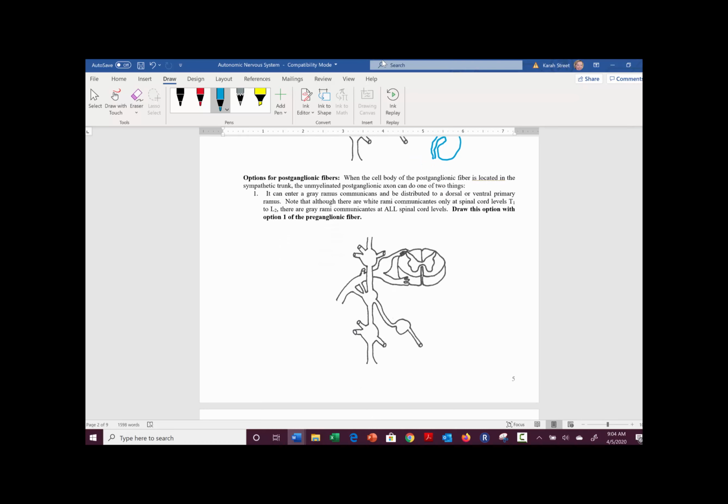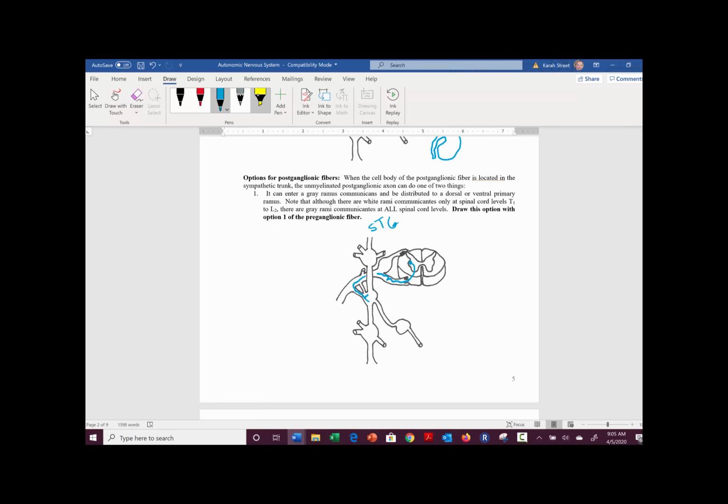So, options for postganglionic fibers. Okay, now we're on the postganglionic. And what we're going to do is entertain, first of all, I'm going to draw the preganglionic fiber, entering a ventral root to a spinal nerve to an anterior primary ramus. And let's say it is synapsed at level, but I could also draw it at either a higher level or a lower level, but it's going to the sympathetic trunk ganglia, one fashion or another. So this could be option 1 or option 2, preganglionic fiber at this point.